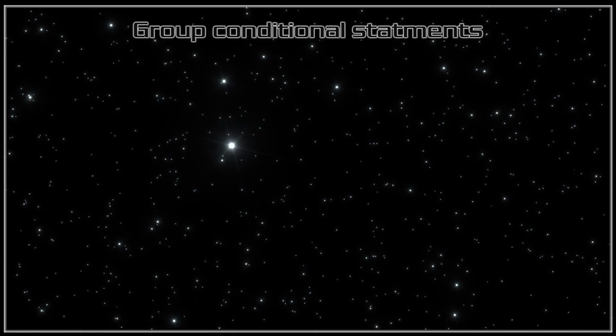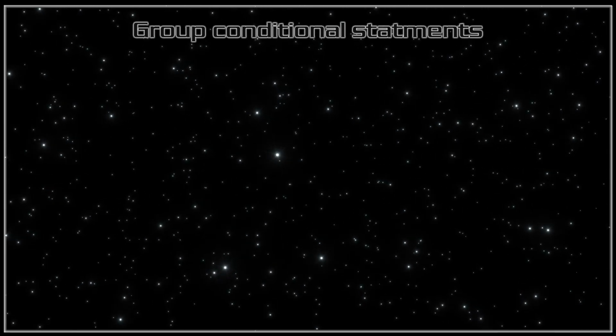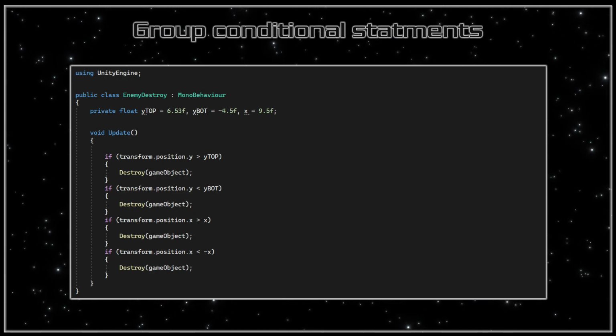Okay, group conditional statements. To keep things tidy and save on writing the same code multiple times, try to group your conditional statements using or and and. For example, this script here will destroy the enemy if it reaches certain boundaries.